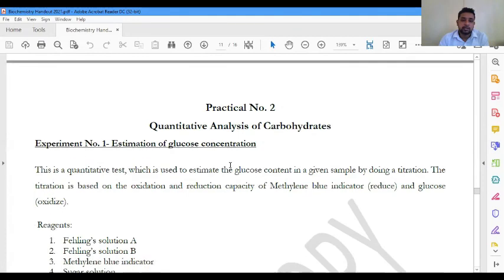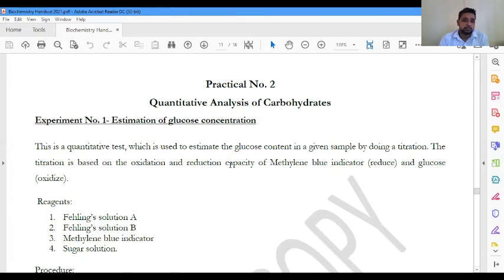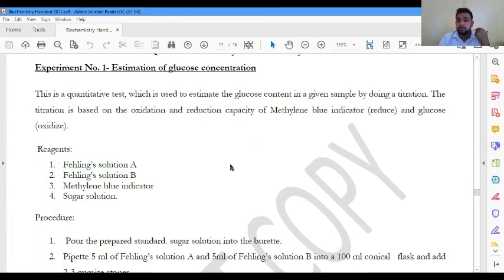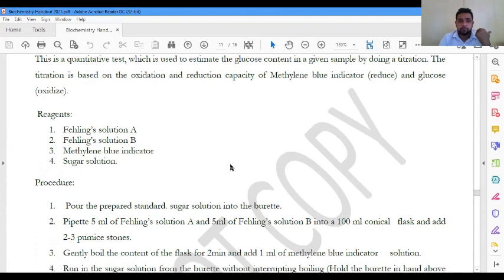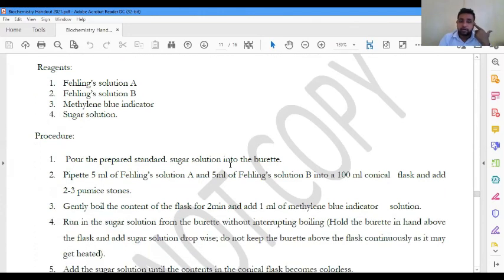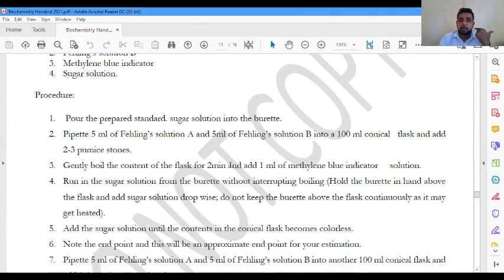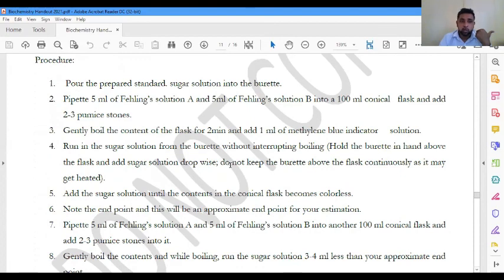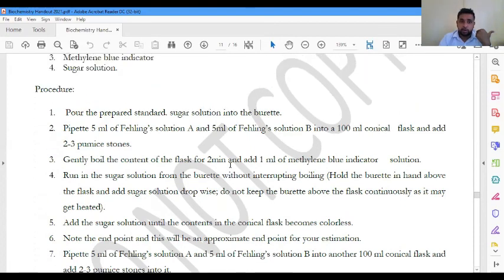And then we discussed quantitative analysis of carbohydrates, and we estimated the glucose percentage using the principle of Fehling's test. This is a kind of titration, and we used heated conditions, and we used methylene blue indicator to recognize the endpoint. Here the methylene blue indicator was not used as an acid-base indicator. There's a specific redox reaction, and based on that property, it can be used as an indicator here.